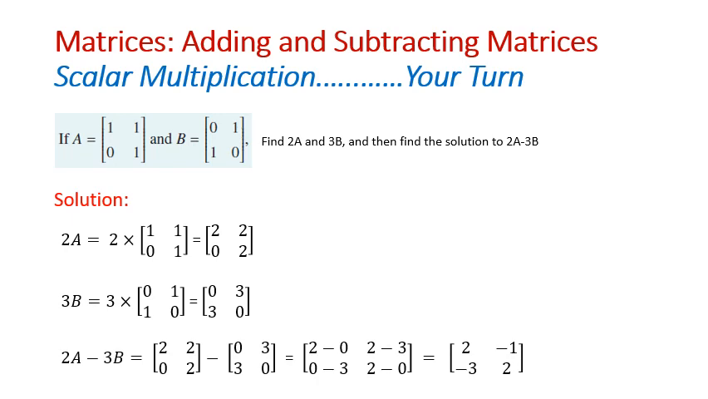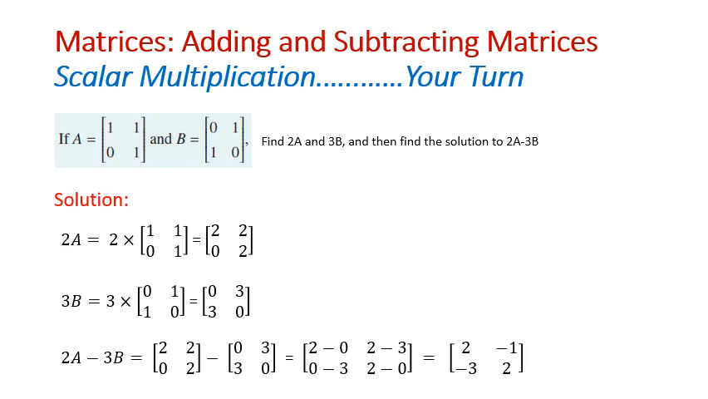We want to work out 2A minus 3B. So on the final line, I've simply replaced 2A with what we found out by calculating 2A, also replaced 3B with what we found out by working out 3B. And then it's a simple use of the addition or subtraction rules that we saw in the earlier lesson, where we need to deal with each respective corresponding element in the matrix.